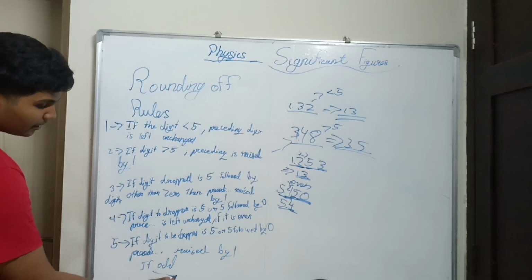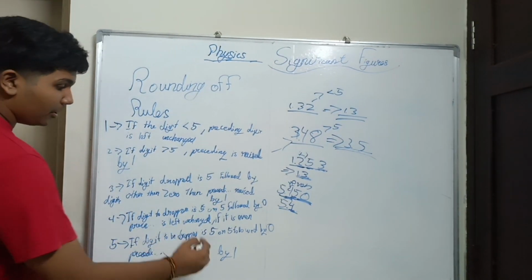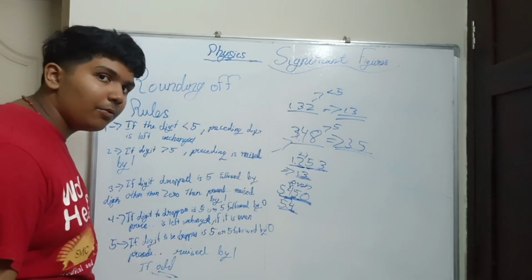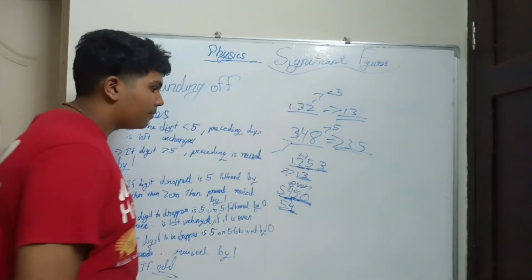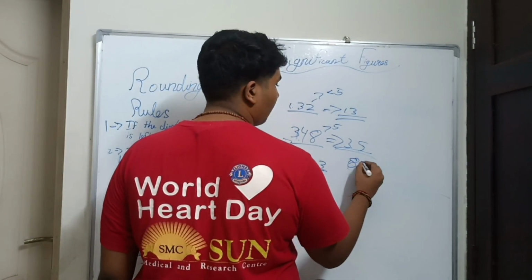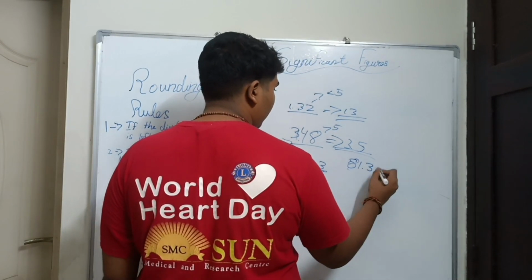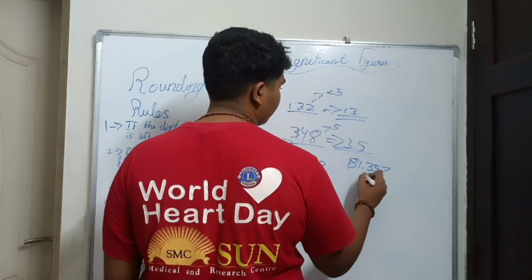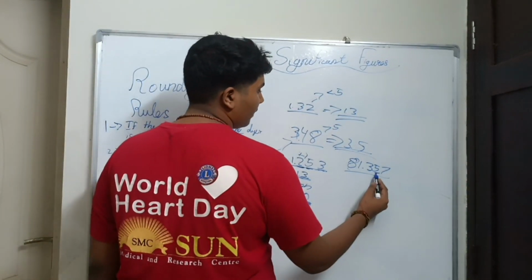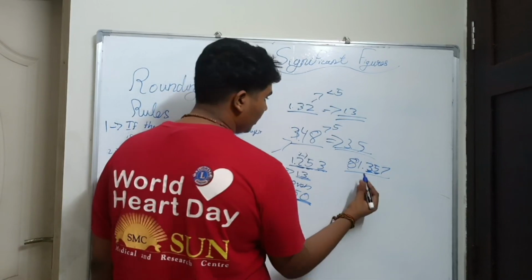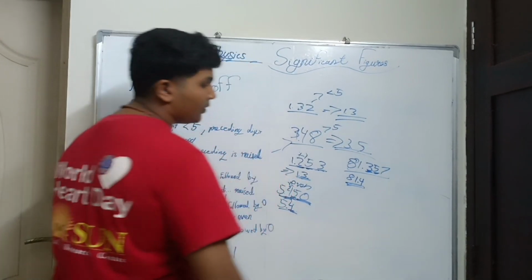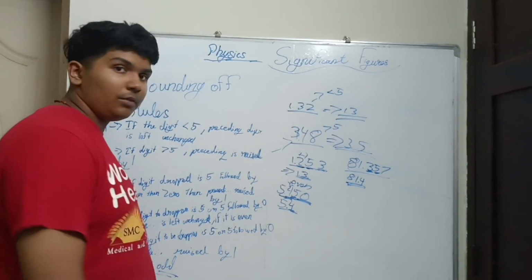But if it's an odd number, that is, if the digit to be dropped is 5 or 5 followed by 0, the preceding will be raised by 1 if it is odd. So I should give you an example. 81.357. Okay. Now how do we round off this figure? This 5 is there and the preceding is an odd number, no? So 81.4. This is your significant figure. So got the idea?